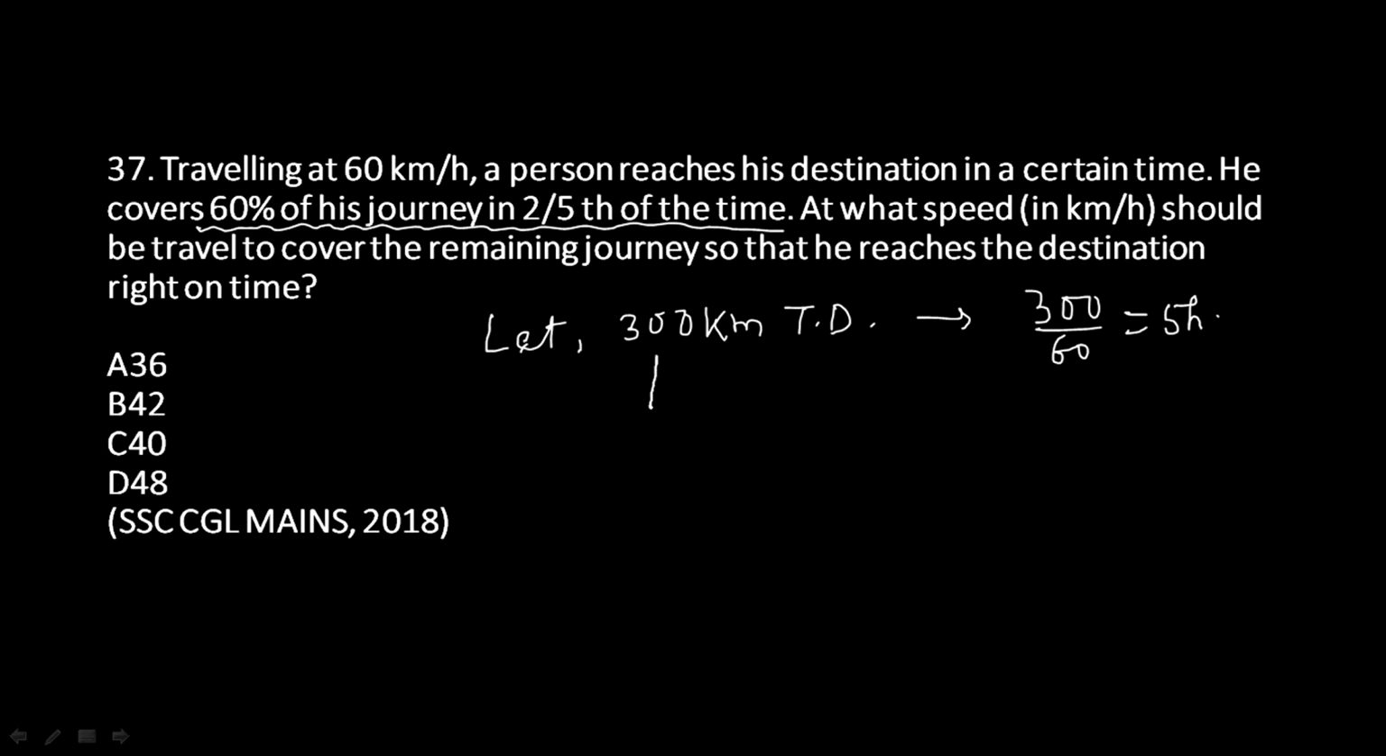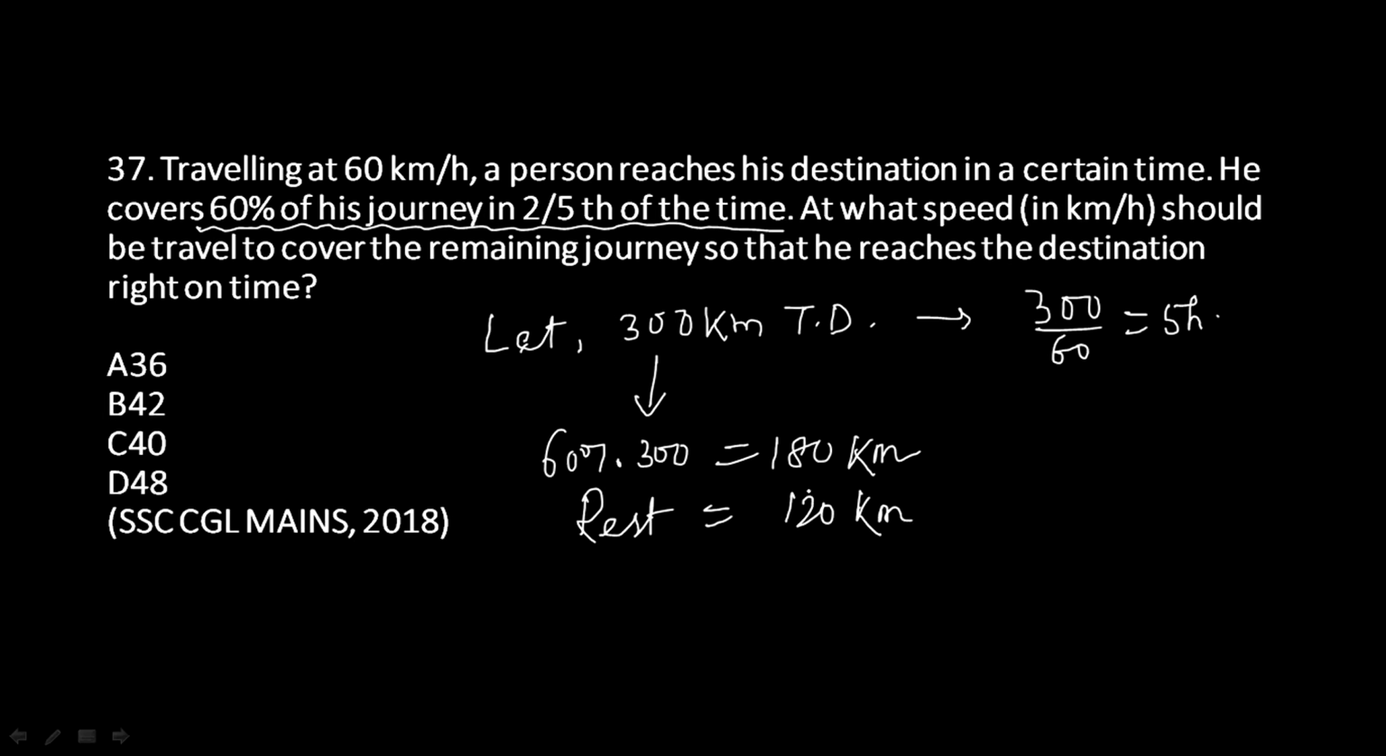60% of 300 km is 180 km. So the rest is 120 km, 300 minus 180. So this 180 km will be covered in how much time? Total 300 km is covered in 5 hours, but 60% is covered in 2/5 of the time. So 2/5 of 5 hours is 2 hours. So how much remains? 3 hours remain. Remaining time is 3 hours.